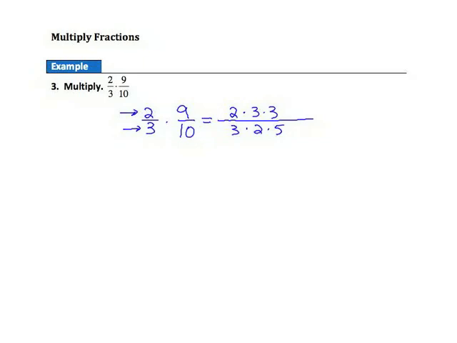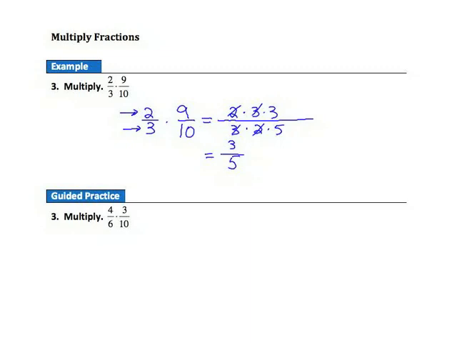Now what I'm going to do, just like when I simplified, is to look for common factors in the numerator and denominator. Well, they each have a 2 in common, and they also have a 3 in common. So I'm going to divide those factors out. So when I multiply 2/3 times 9/10, I get a final simplified answer of 3/5.